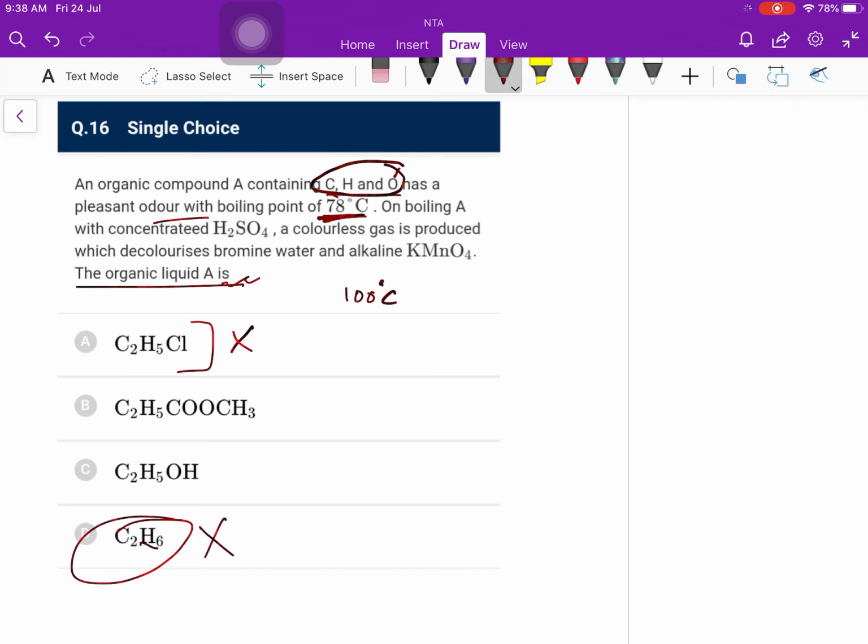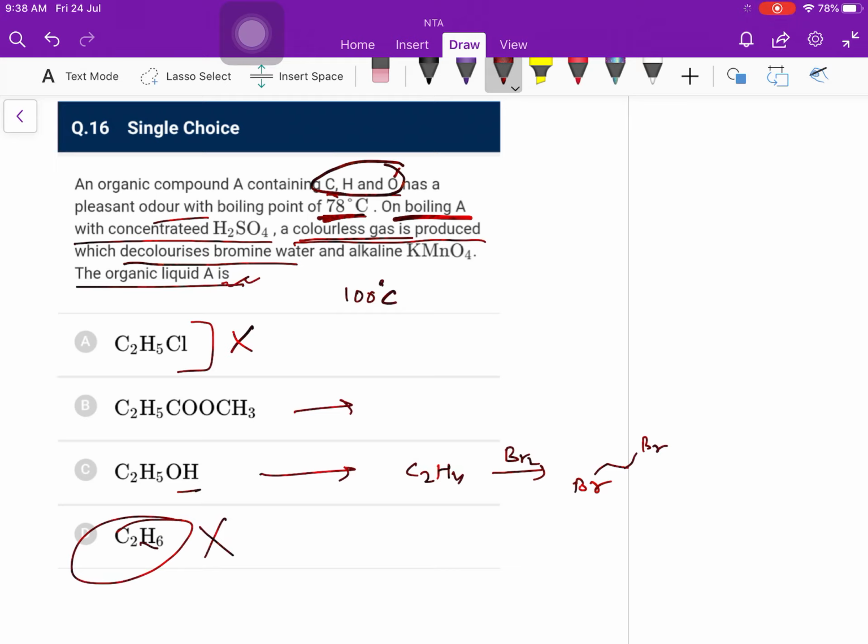We are left with only two options. On boiling A with concentrated H2SO4, a colorless gas is produced. So if we boil this with H2SO4, it forms C2H4 and H2O is removed. So this is the colorless gas, ethene. The colorless gas produced decolorizes bromine water and alkaline KMnO4. Alright, so this can decolorize the bromine water.